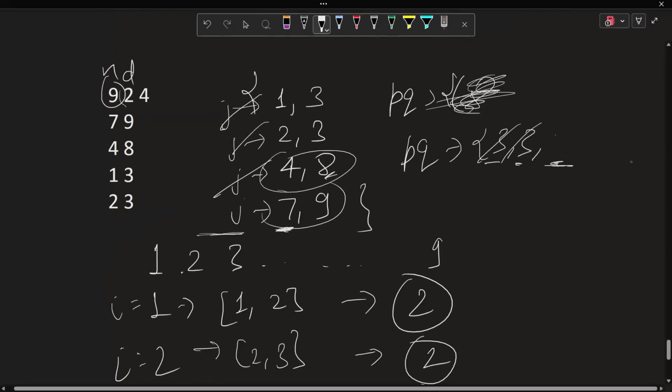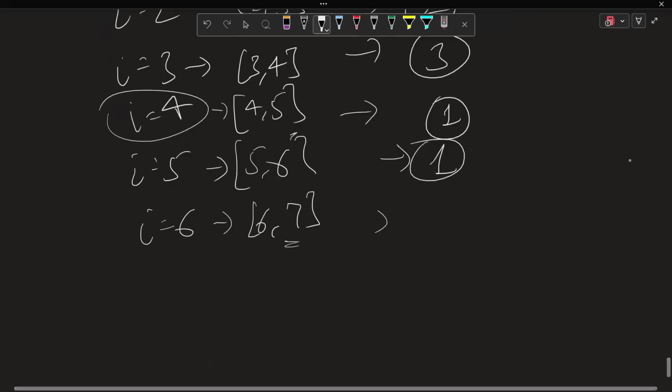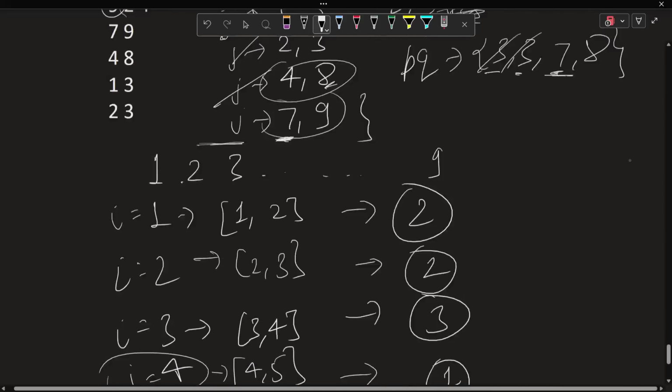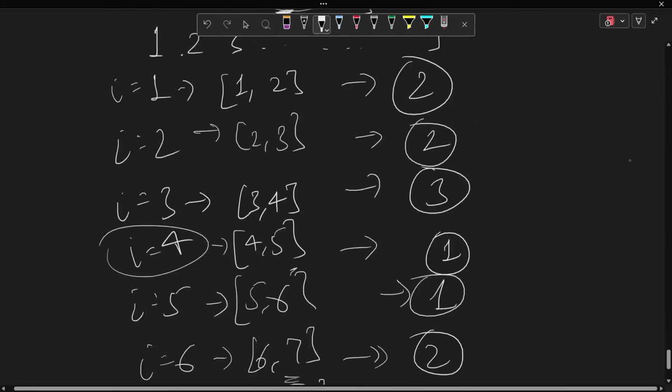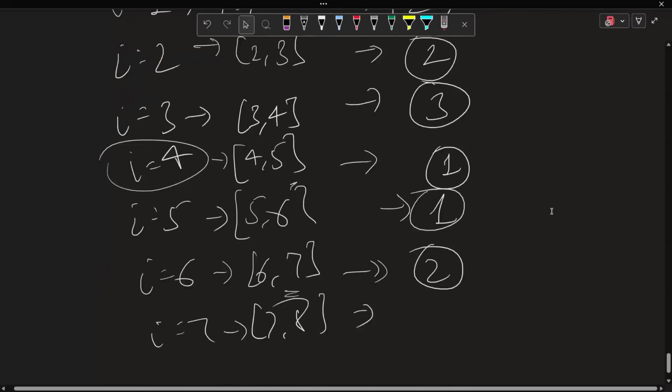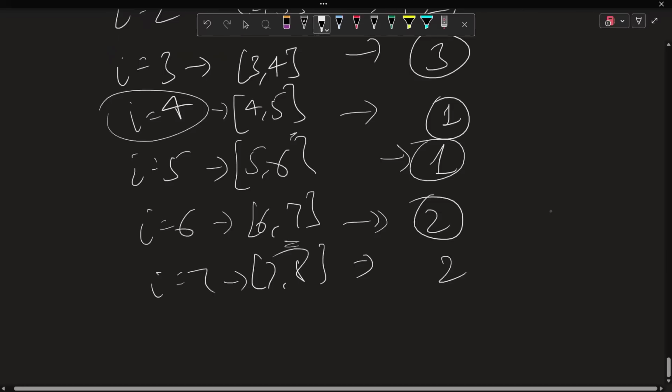So 7 would be inserted. It would be 7, 8, and then the size would be 2. For I equal to 7, it would be 7, 8. So likewise, you can just keep checking. Okay, I hope it is clear. When we reach 7, once this J has reached the end, there would be no more insertions. There can only be removals. So here the size is 2.